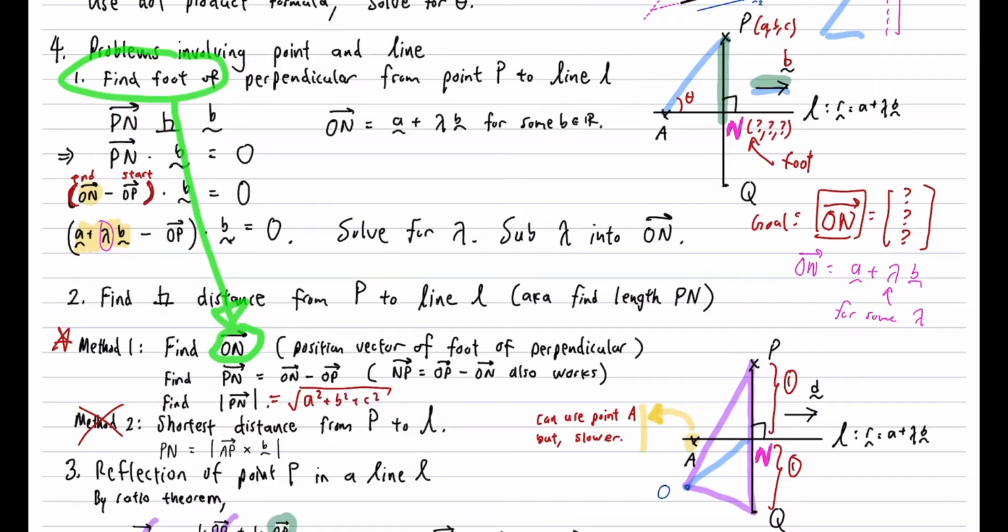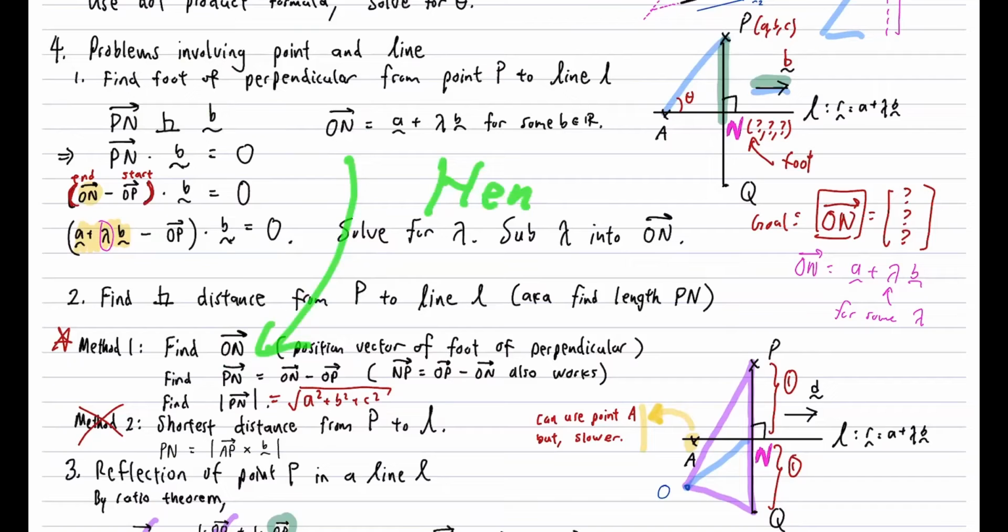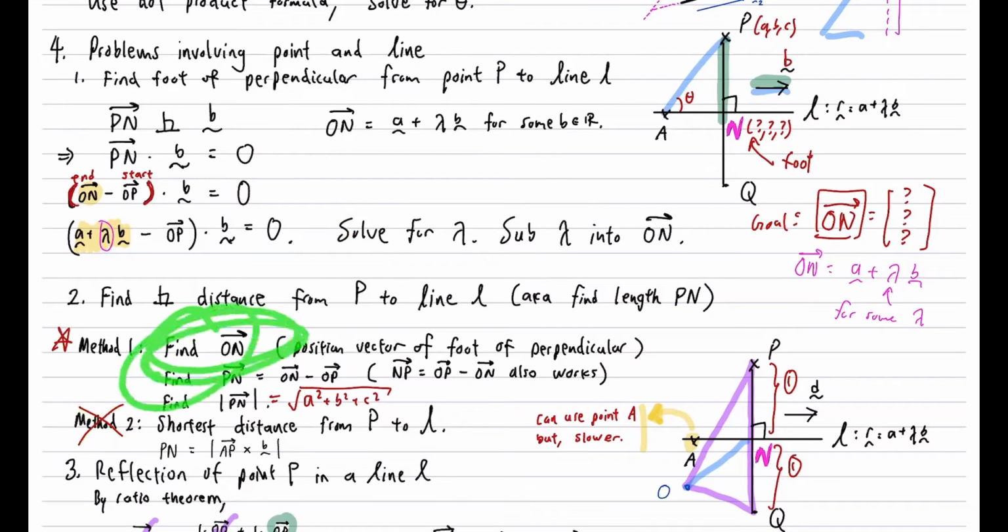It will be faster. In fact, I think usually they will start off with part 1, find the foot. Then part 2, they want you to find the perpendicular distance. So you can just recycle your answer, like a hence question. Then you can save time. So not only do you memorize less, it's also faster in terms of problem solving. You have to use ON. You already found it in part 1, then you can just recycle.